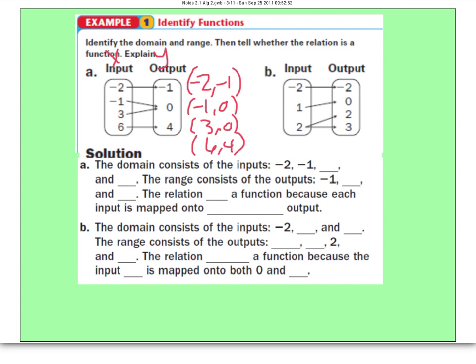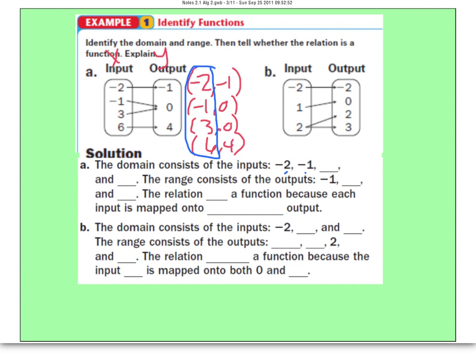So for letter A, the domain consists of all of the x values. So domain is just all the x's, and all you need to do is list them in increasing order from smallest to largest, and you don't show any repeats. So the domain would be -2, -1, 3, and 6. The range consists of all of the y values, again in increasing order, and you don't list the repeats. So -1, 0, and 4.